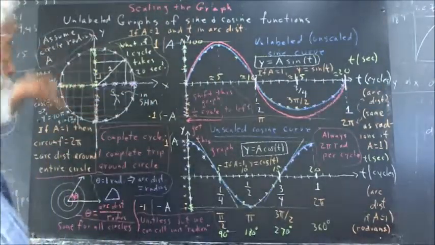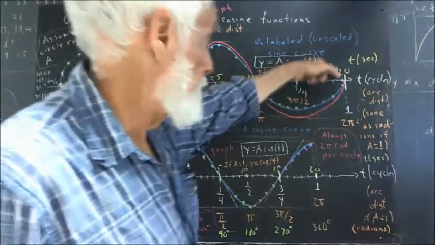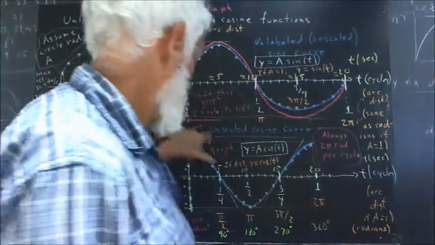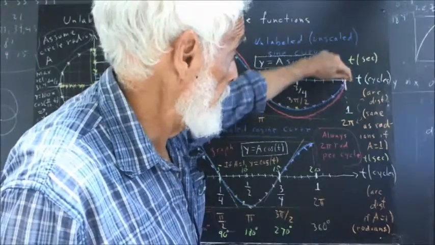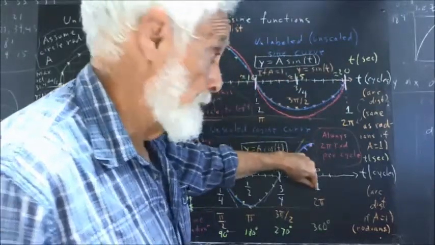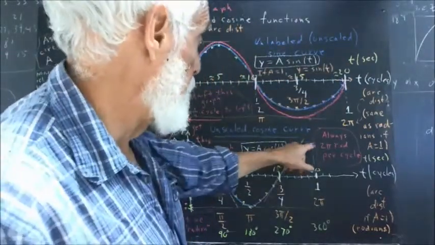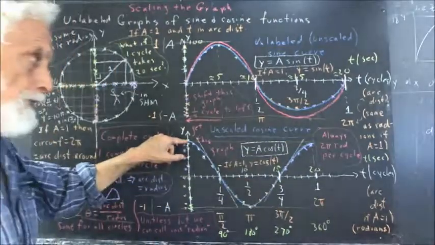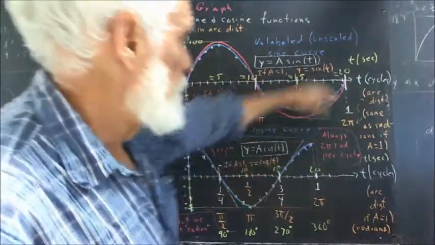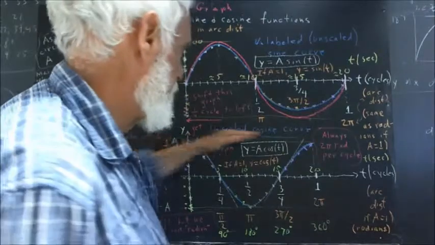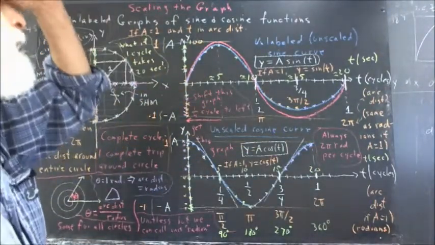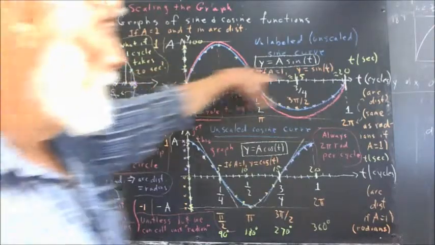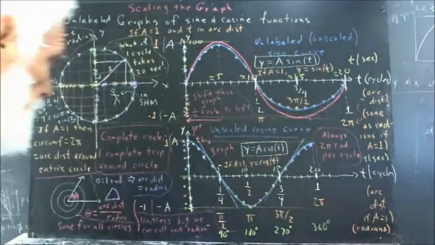Now, a complete revolution around the circle gives us a complete cycle of the sine or of the cosine function, so that 1 is going to appear here. This is one cycle, the point where we get back to our starting value, where the sine reaches 0 and the cosine reaches its maximum value. So our first labeling of this axis will have t in cycles.